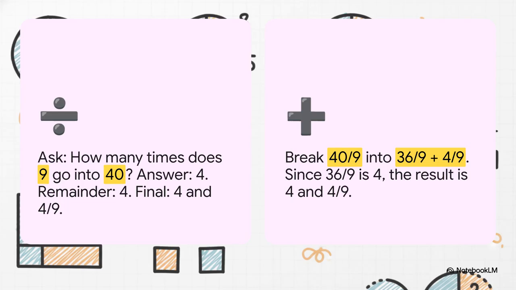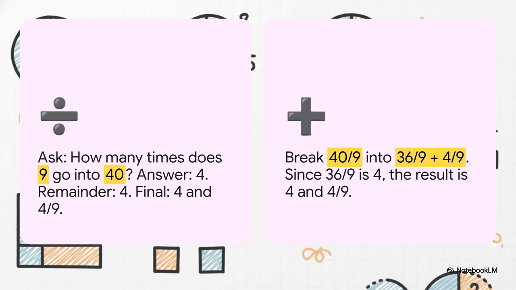You just ask yourself, how many times can 9 go into 40? Well, 9 times 4 is 36, so it goes in 4 whole times. And what's left over? The remainder from 36 to 40 is 4, so you get 4 and 4 ninths. Simple. Now on the right, we have what I call the break apart method.